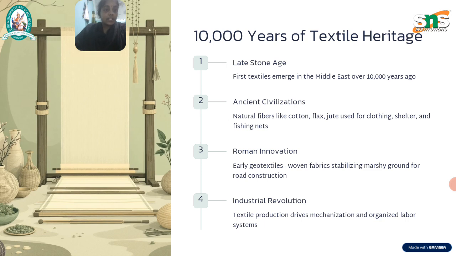Industrial revolution: textile production drives mechanization and organized labor systems. So this is the 10,000 years of textile heritage.